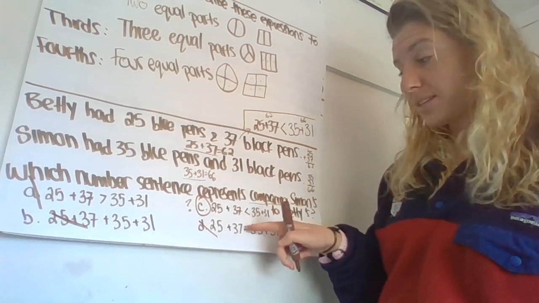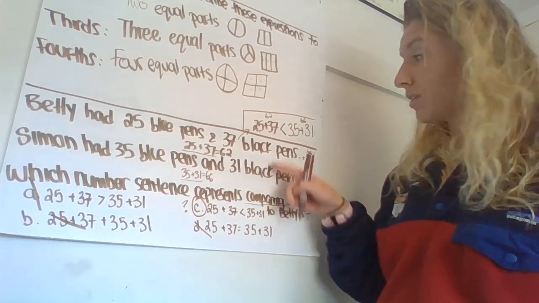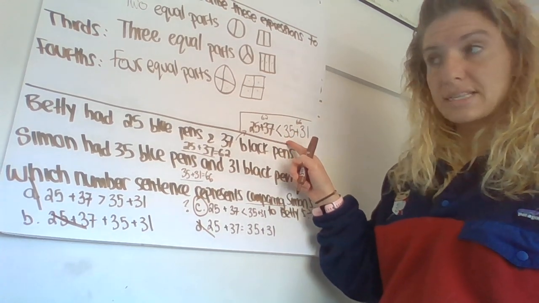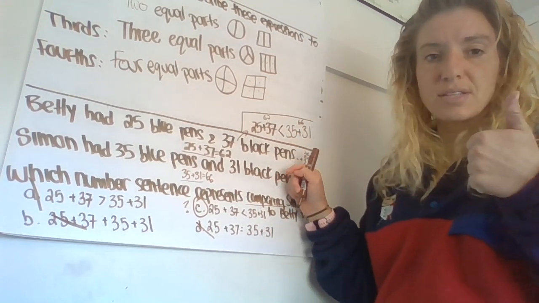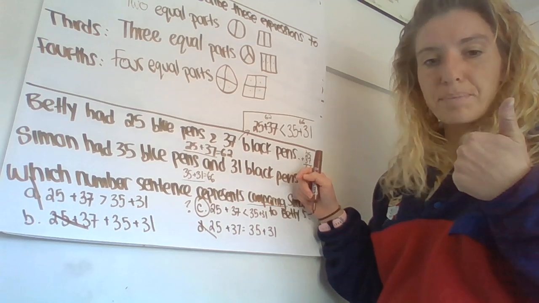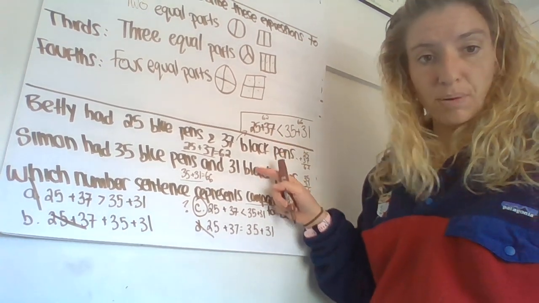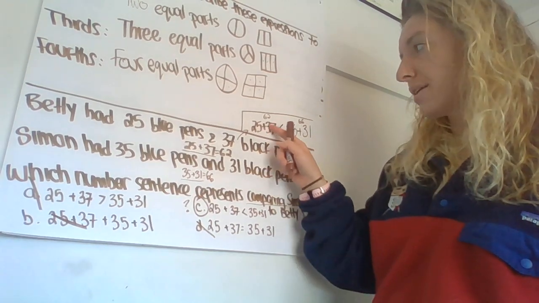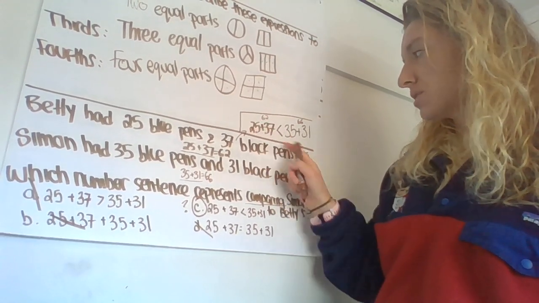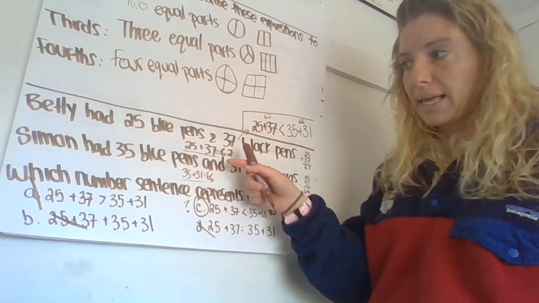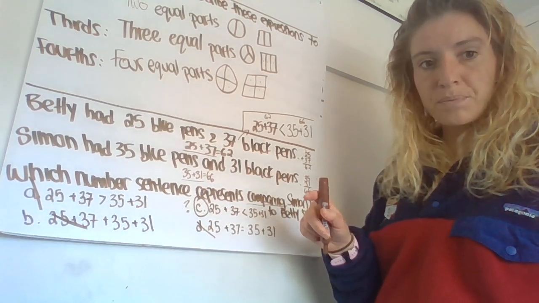Now, to remind you, I solved that all by myself before I even looked at the answers. First, I actually did the addition so I could figure out who had more, Betty or Simon. Then I compared them to each other because the problem told me to compare, not just to add. So I actually compared Betty's to Simon's. Then I looked at the answers to see which one matched mine.